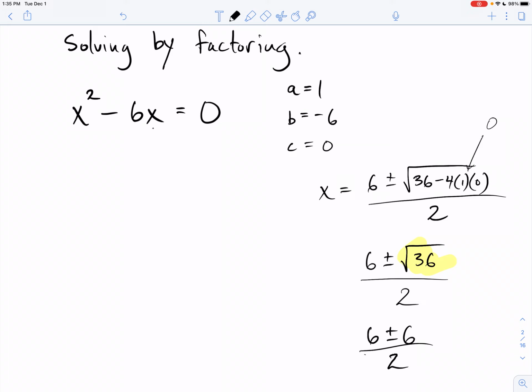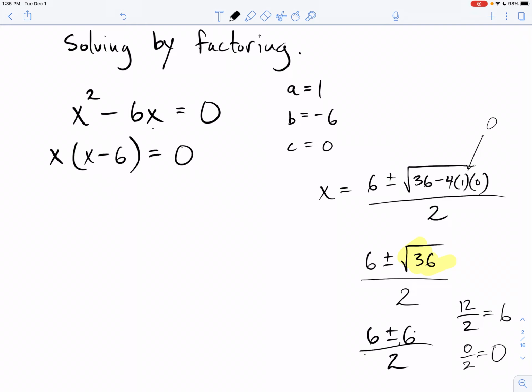Well, what does that mean? It means, well, 6 plus 6 is 12. 12 divided by 2, that's one of my answers. That's 6. 6 take away 6 is 0. 0 divided by 2 is 0. Oh. Well, what's so bad about that? Well, here's the thing. I can take out the GCF.